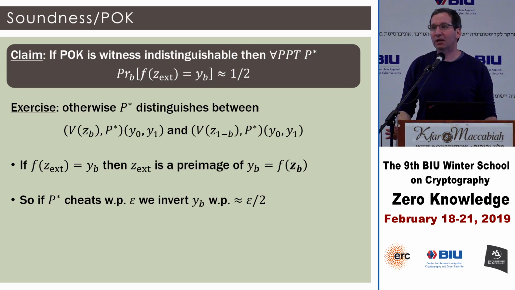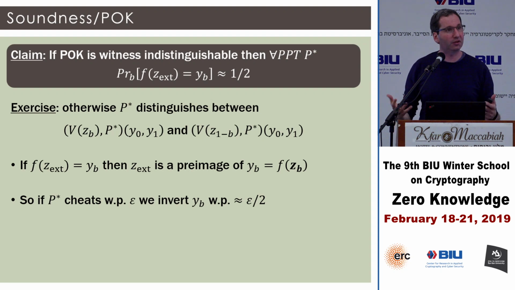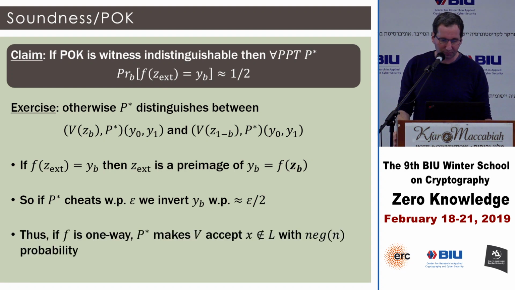Now, all of this maneuver, I'm hand-waving here and I'm making it look modular and simple. There is something to do, but I have to say that this is much easier to argue than typical zero-knowledge protocols. Okay, so in terms of a proof, it's a pretty clean proof if you have to write it down as an exercise. So if f is one way, then P star makes us accept X not in the language with negligible probability, which is what we wanted to show. It has negligible soundness error.